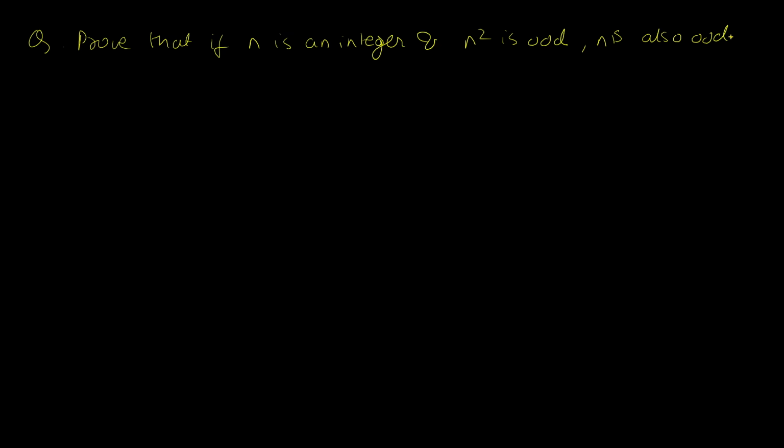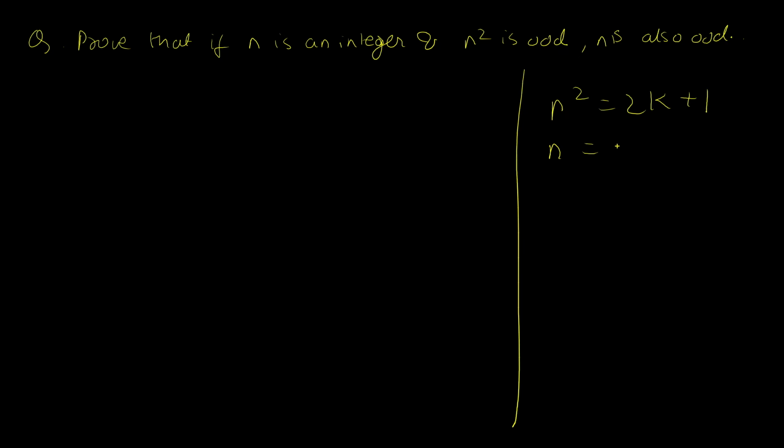So look at this question. If n is an integer and n squared is odd, then n is also odd. So let us see if we can apply a direct or indirect proof here. Let us attempt a direct proof first. Direct proof would require me to assume that n squared is odd. So I could say n squared is equal to 2k plus 1. And using this fact, I need to somehow show that n is also odd.